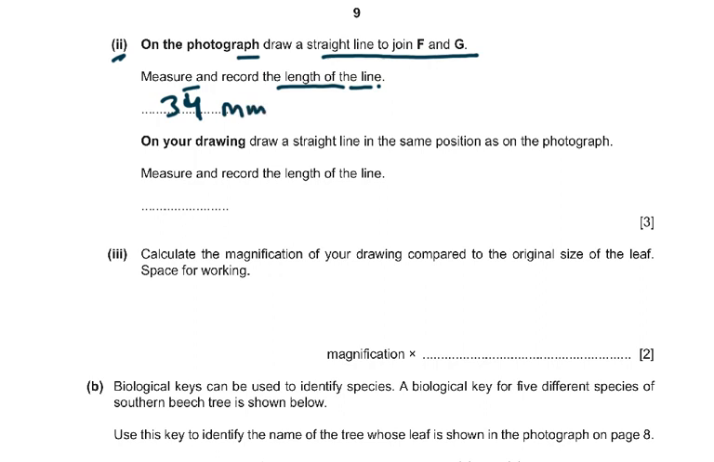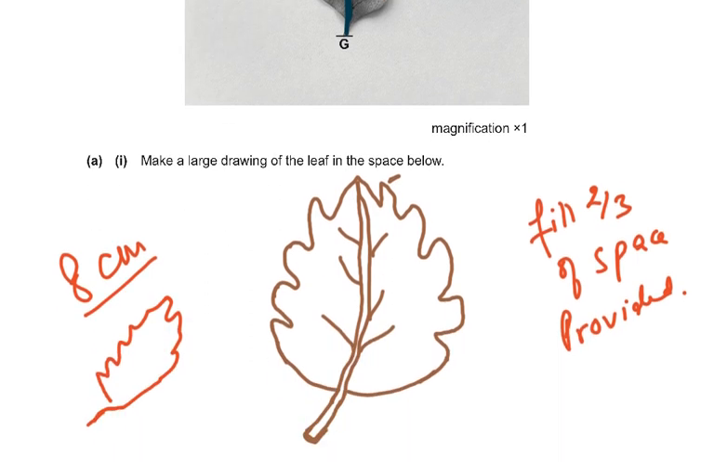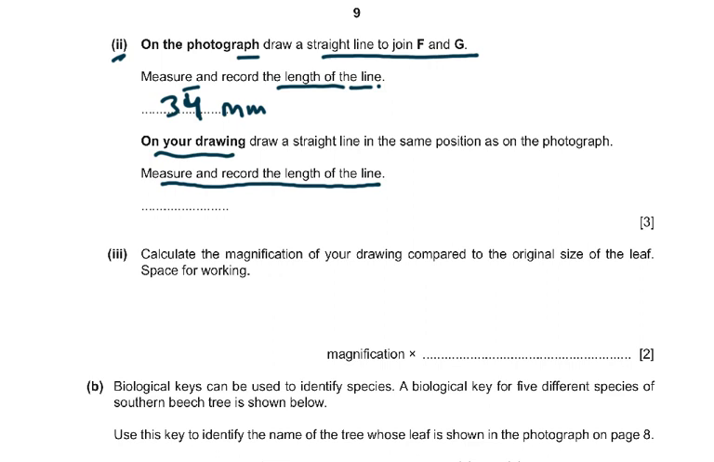On your drawing, draw a straight line in the same position as on the photograph, measure and record the length of the line. So then I would do it on this, and I would draw this line here, and I would measure the length of this. Now, I'm not sure what the length is, but say this is double the size of this, so it is 68 millimeter. Now calculate the magnification.